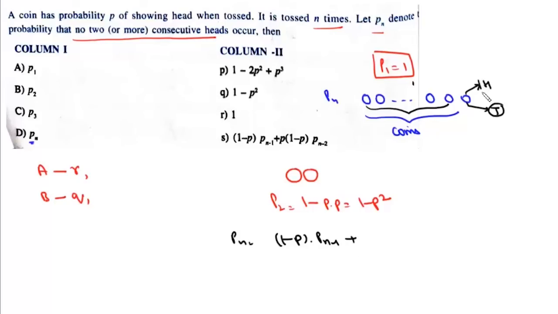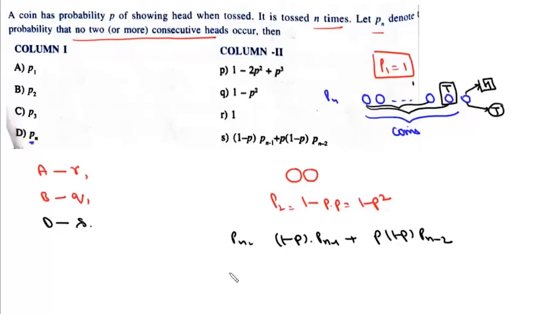But if it is heads here, then here it must be tails, otherwise we'll have two consecutive heads. And if these two are decided, then it can be any configuration in n minus 2 coins. Then it will be this heads, which is P, tails, which is 1 minus P, and then it will be P n minus 2. That means this D, it matches with S.